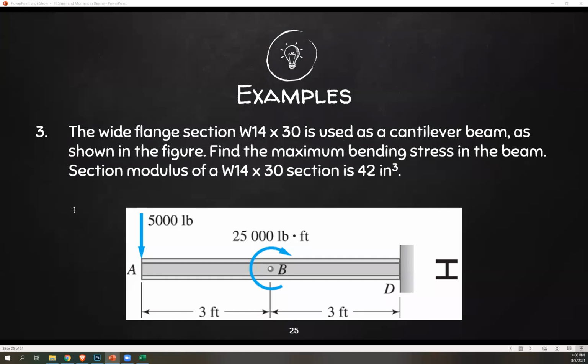The wide flange shown, W14 times 30, is used as a cantilever beam as shown in the figure. Find the maximum bending stress in the beam. The section modulus of your W14 by 30 section is 42 inch cube, so the unit of section modulus is inch cube. W14 times 30 just means it's a wide flange with dimensions 14 by 30, so we don't have a basic rectangular shape.